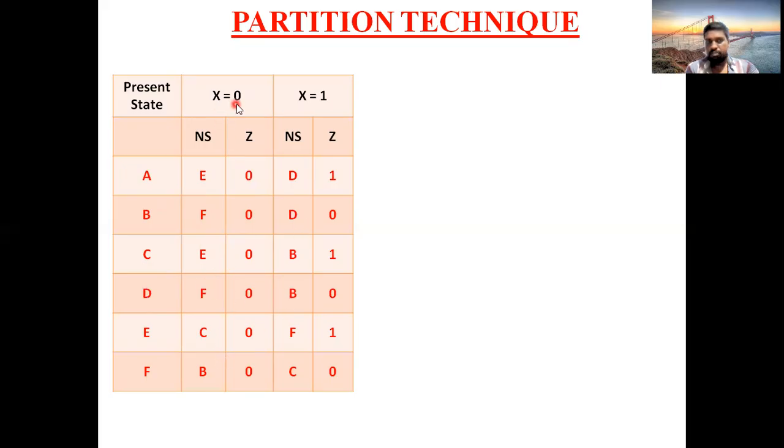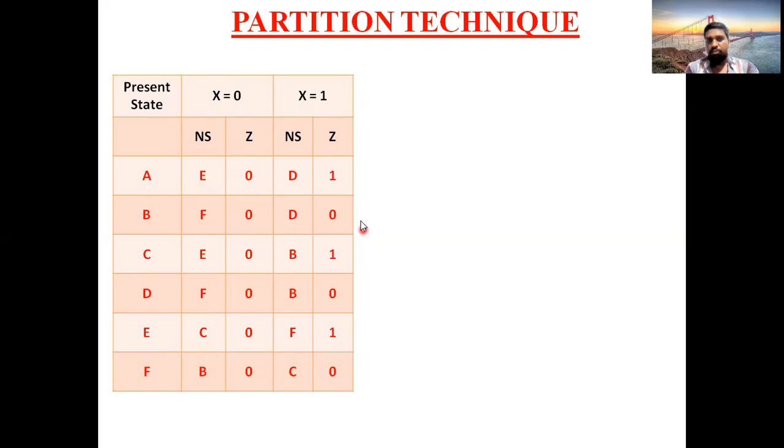x equals 0 is the first input condition, and x equals 1 is the second input condition. Why? Because each and every state exists in two different ways: when x equals 0 and when x equals 1. That means for the same state A, how it behaves when the input is 0 and how it behaves when the input is 1. Like that, the state table describes two different functionalities for each and every state.